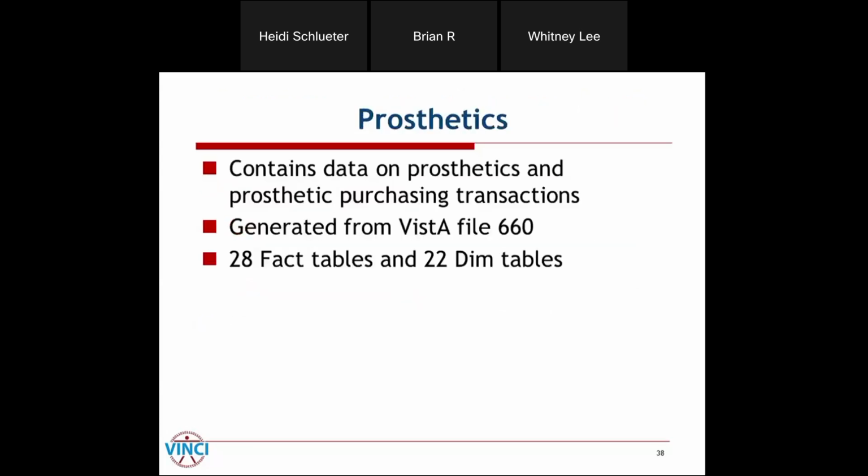We have the prosthetics domain. So this contains data on prosthetics and prosthetic purchasing transactions, and is pulled in from Vista File 660. There are 28 fact tables and 22 dim tables here.